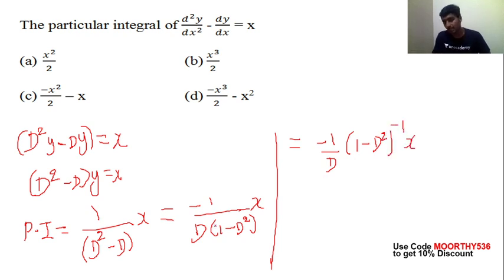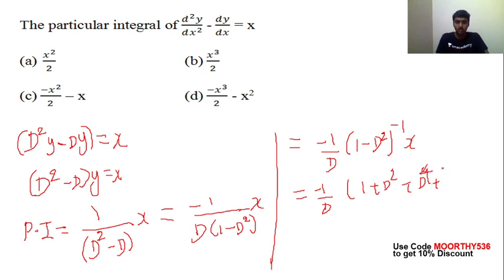We know that when the power of x is 1, we have to stop this expansion up to the D power 1. So coming to the binomial expansion, minus 1 divided by D into (1 plus D plus D square plus D power 4, etc.). So we have to stop this thing here. The higher orders more than 1 are eliminated. So multiply the x inside.